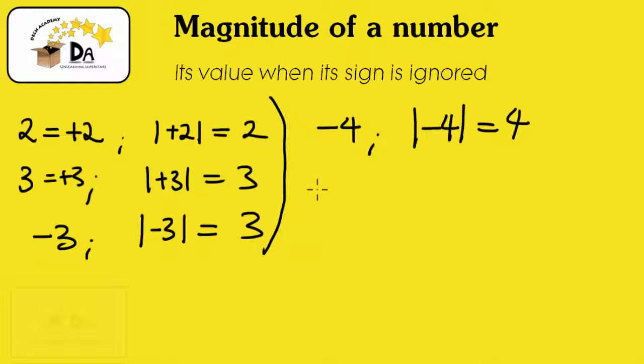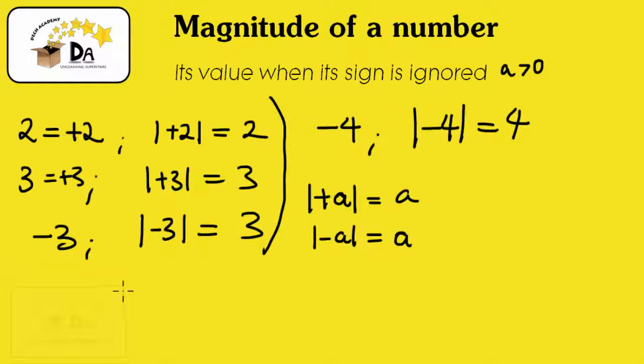So let's put it this way. The magnitude of a number plus a, where a is a positive constant, so a is greater than 0, is a, and the magnitude of minus a is also a. You just ignore the sign.